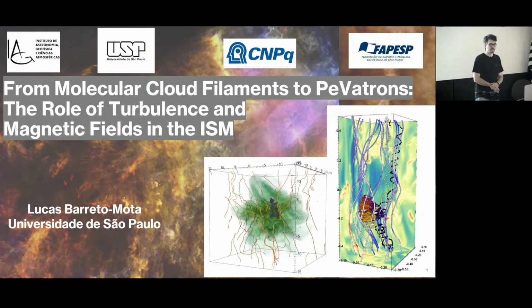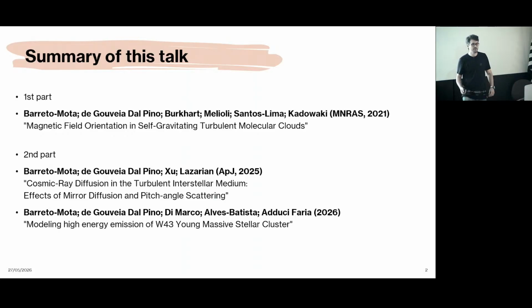I'll be talking a little bit about the work I've been doing in IAG since my master's, and this is pretty much the summary of it. We started with molecular clouds, and now we are working with high energy cosmic rays. I'll be dividing the talk pretty much in two parts. First, I will be talking about the work in my master's degree, magnetic field orientation in self-gravitating turbulent molecular clouds. So more towards the ISM in general, structure formation, and then the second part we'll be discussing more towards cosmic rays, high energy cosmic rays.